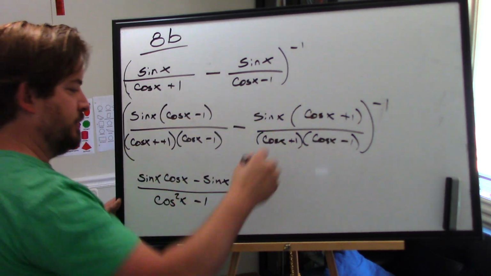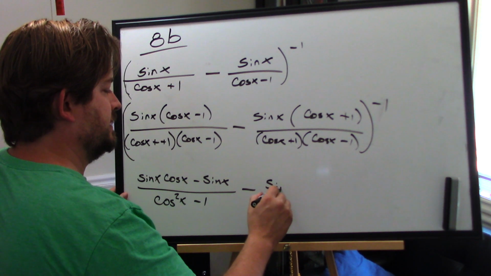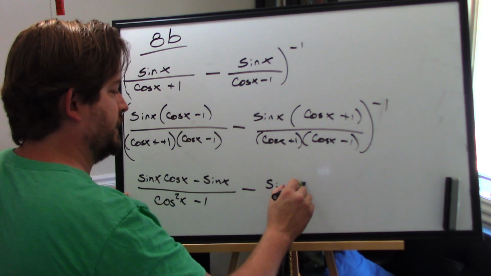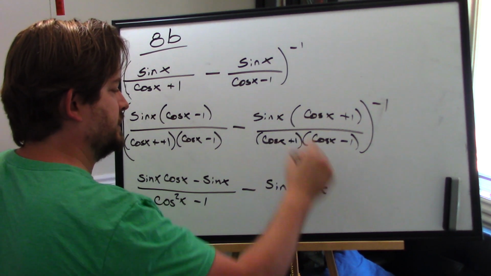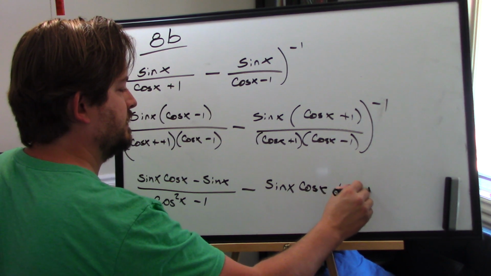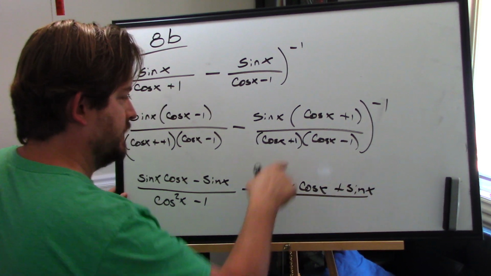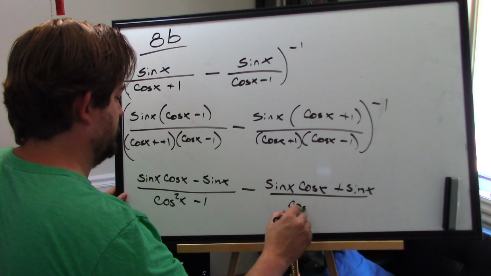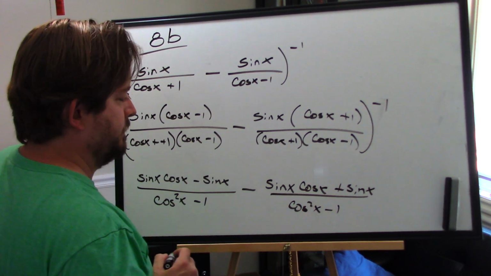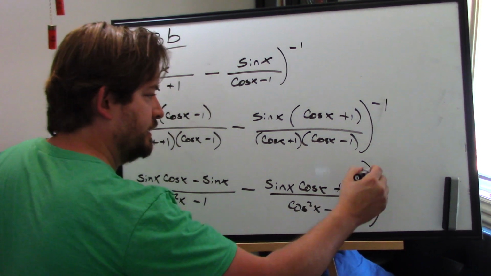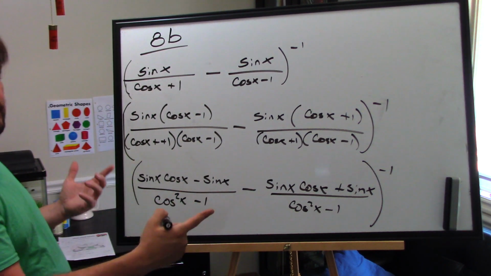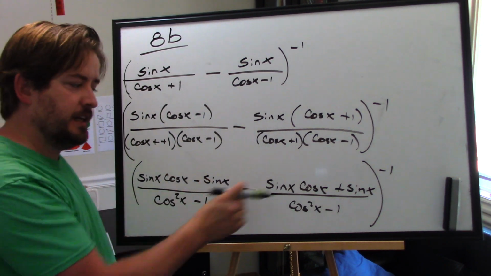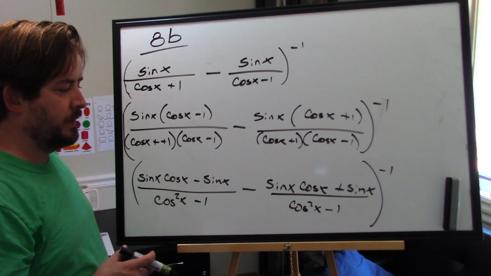Minus, on the other side, when I distribute this, I get a sine of x cosine of x plus a sine of x, all over the same thing, cosine squared minus 1. And again, don't forget this negative 1 is still out there because I can't do anything with it until the inside of the parentheses are cleared up a little bit.